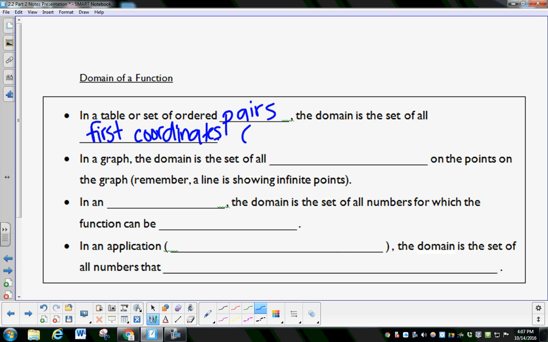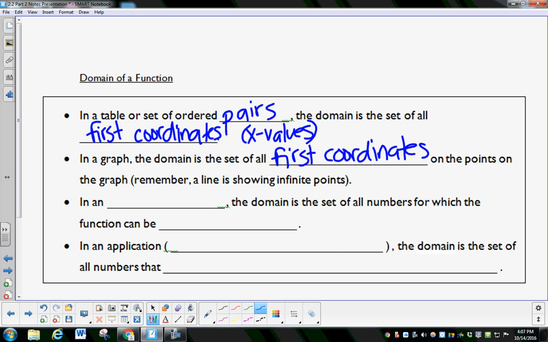Okay, and you might want to write off to the side, it's just the x values. So if I just give you a big table or a bunch of points, the domain is just all the x values. If we're looking at a graph, the domain is the same thing. It's the set of all first coordinates. It's all the x values that you see on that graph. How far does the graph stretch from the right to the left?